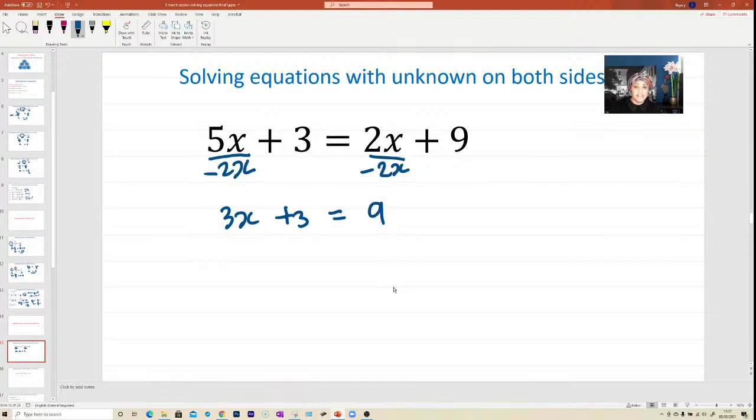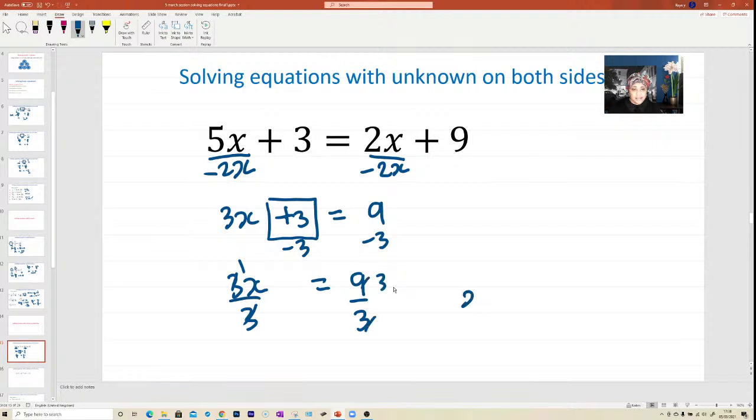And now we need to get rid of this 3. It's plus 3. Remember the sign goes with it. So minus 3, minus 3. So we have 3x plus 3 minus 3 is 0, equals 9. And now we need to divide by 3. I think you know what to do now. 3 divided by 3 is 1. And 9 divided by 3 is 3. So x is equal to 3.